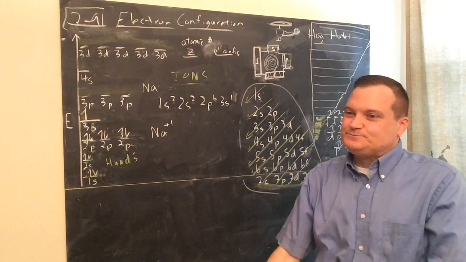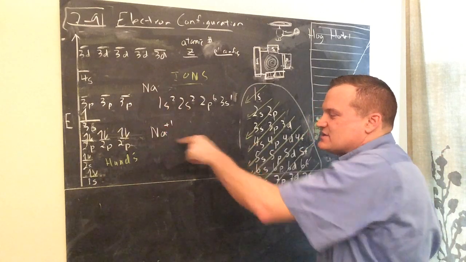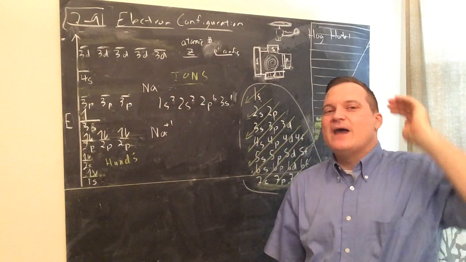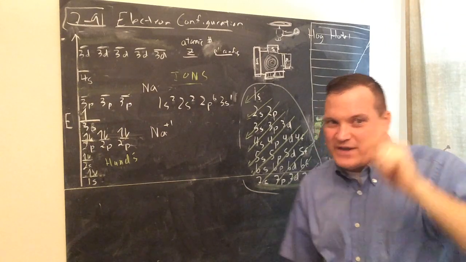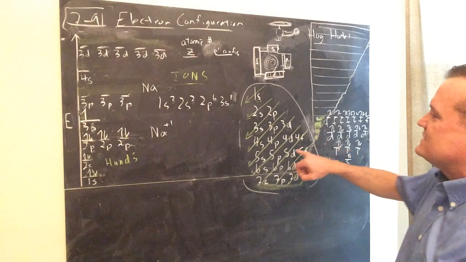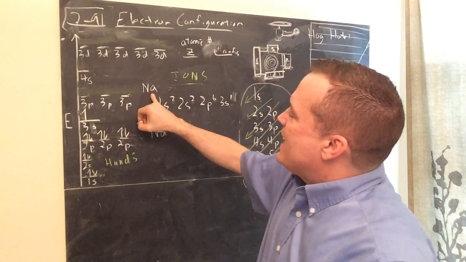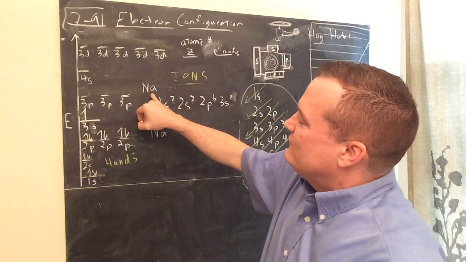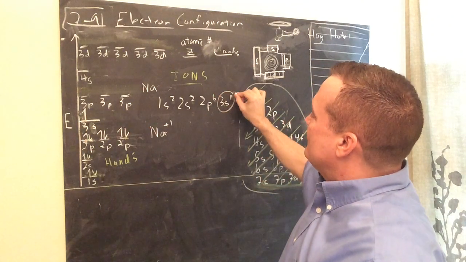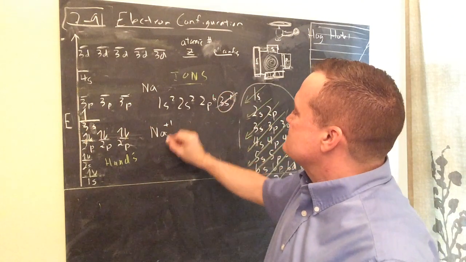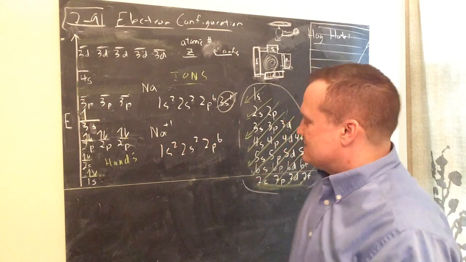Well, here's the deal, though. When you lose an electron, ionizing, sodium loses, you always lose it from the highest floor of the hotel. Always. Okay, always from the highest floor. So what that means is, okay, it won't be a big deal for sodium. The highest hotel room is 3s1. So it's going to lose that one right there. That's the one electron it will lose. So sodium ion is 1s2, 2s2, 2p6.